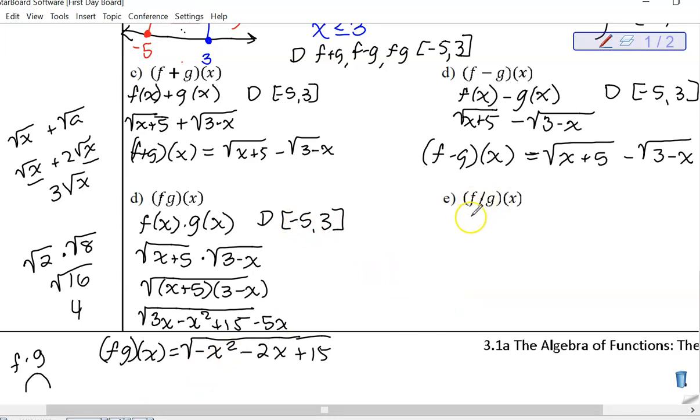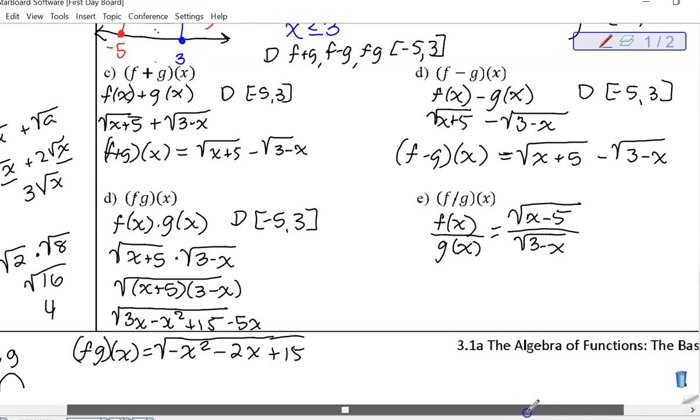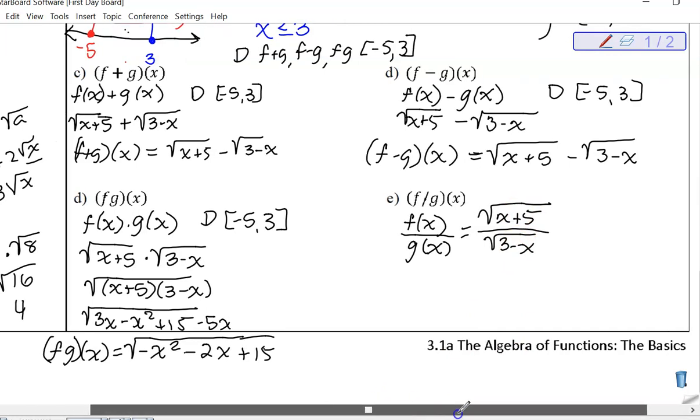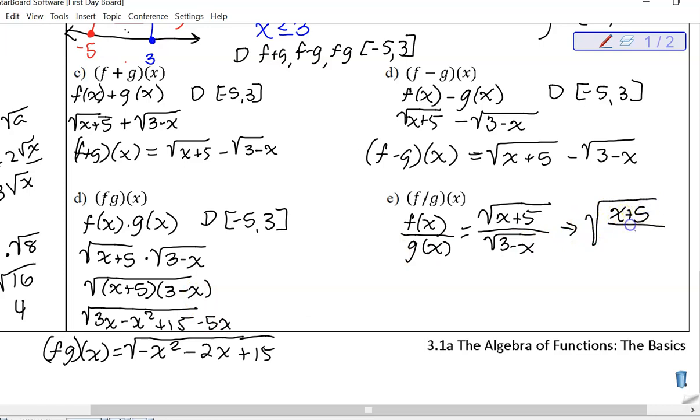Last one. Here we have the f of x over the g of x. We're creating a rational function here. This would look like this, the square root of x plus 5 over the square root of 3 minus x. Did I do that right? It's a plus 5, right? Thank you. Just like the idea is I can multiply them under the square root, I can also divide them under the same square root. So this could also look like this: x plus 5 over 3 minus x underneath the radical.